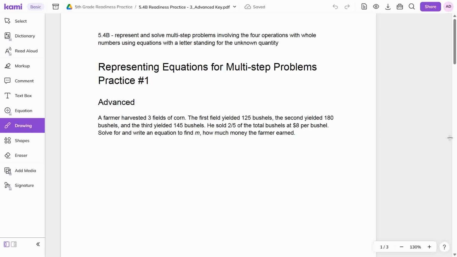Today we are looking at the fifth grade concept of representing equations for multi-step problems. This is 5.4b Readiness Practice, the advanced version.